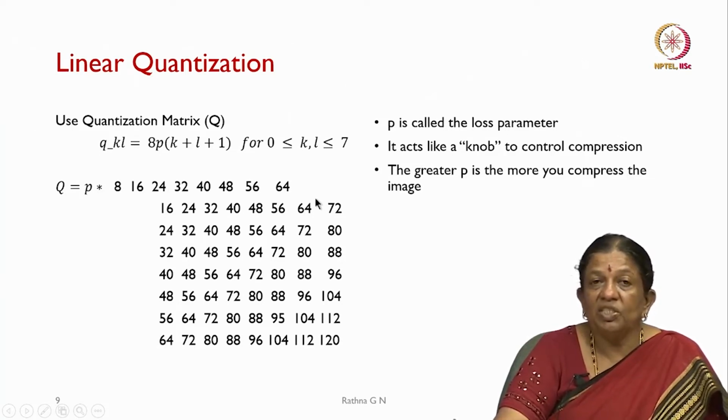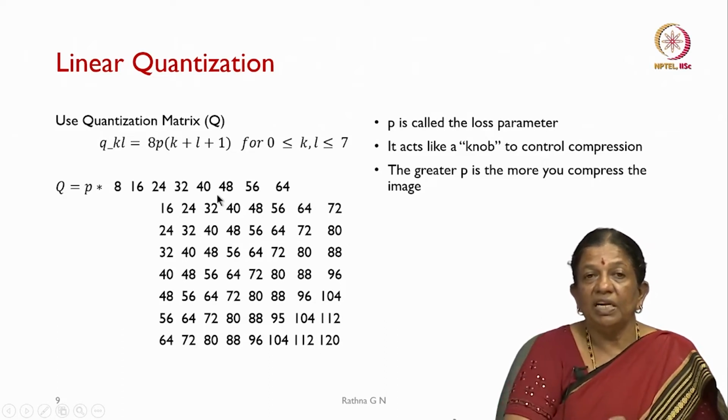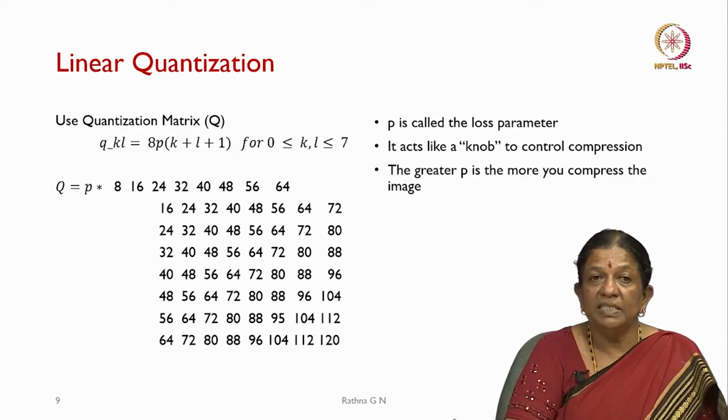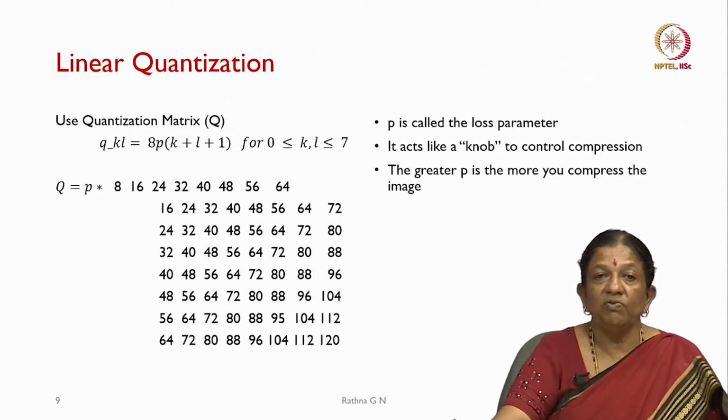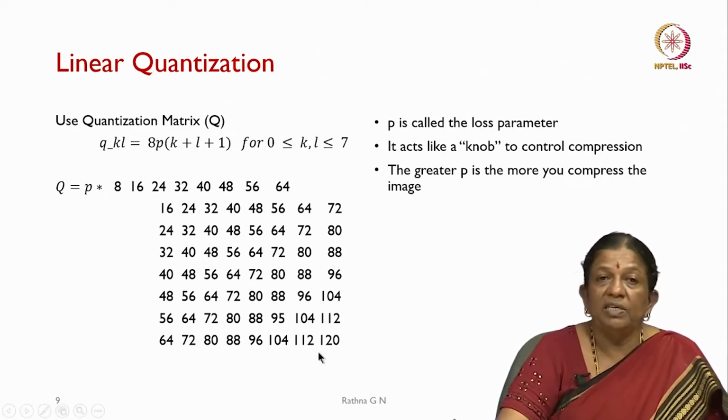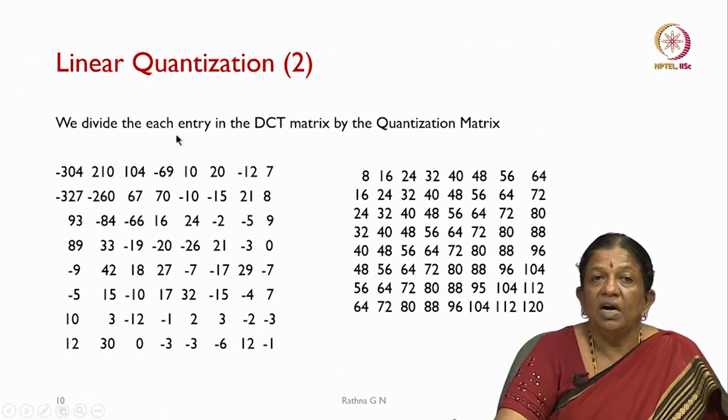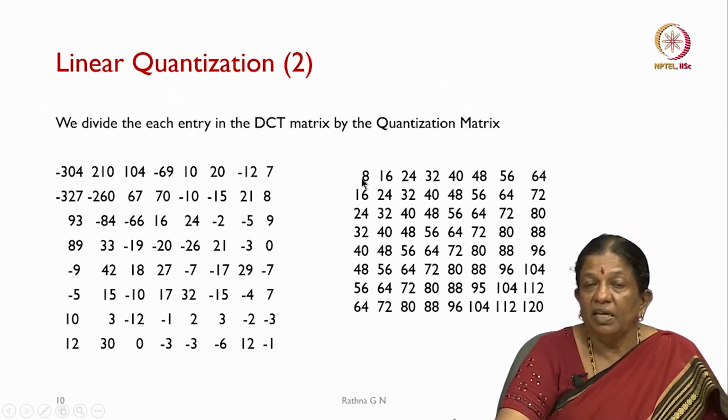What you will be seeing is the multiplication of 8, which you assume as the Q matrix. That means you will divide your DCT value with respect to this matrix, so that whichever are low values become very small and then you can represent them with fewer bits. As you can see, we divide each entry in the DCT matrix by the quantization matrix. So, this is our DCT matrix and this is our quantization matrix. What we are going to do is divide each element by each of these values.